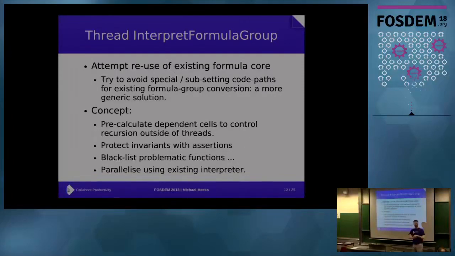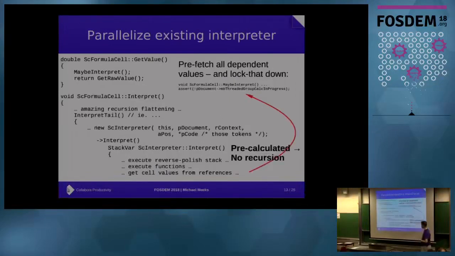And we've been catching a few of these assertions in the crash testing, which is exciting. Then, of course, there's some functions that are horrible, and we have to blacklist. But we could parallelize, essentially reusing the existing code, which is pretty nice. So the schema goes something like this. You call all your get values at the beginning, so that subsequently all your maybe interprets will return false, or not do anything, and just give you the raw value.